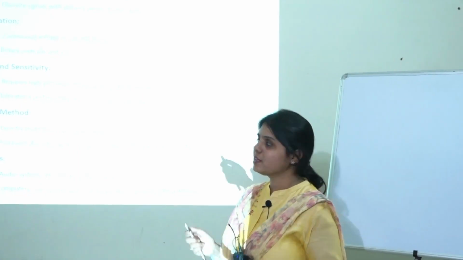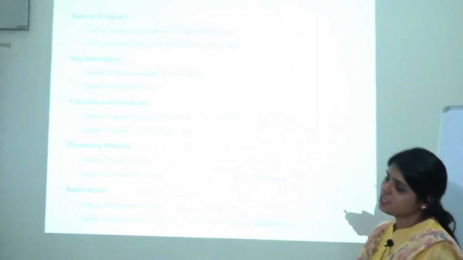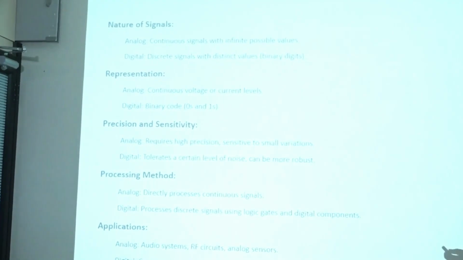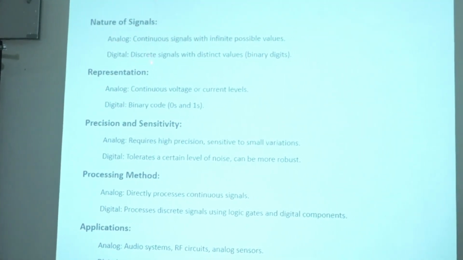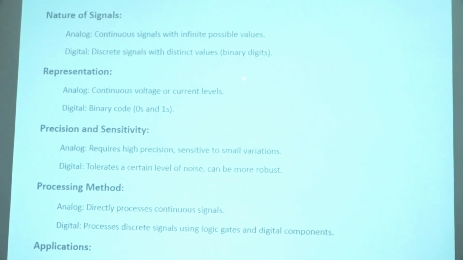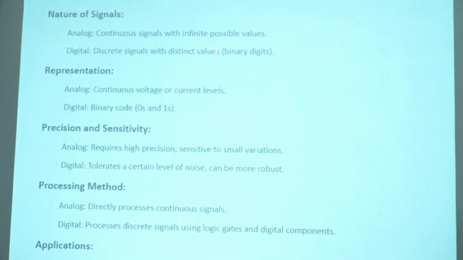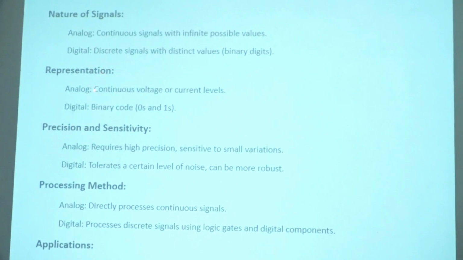First thing, that is all about the nature of signals. As discussed, analog electronics deals with continuous signals with infinite possible values, whereas digital electronics deals with discrete signals with distinct values, most probably the binary digits. Coming to representation, analog electronics is represented with voltage or current levels, whereas digital electronics is represented with the binary code, zeros and ones.